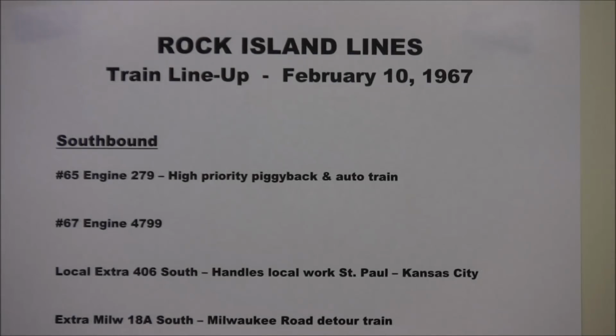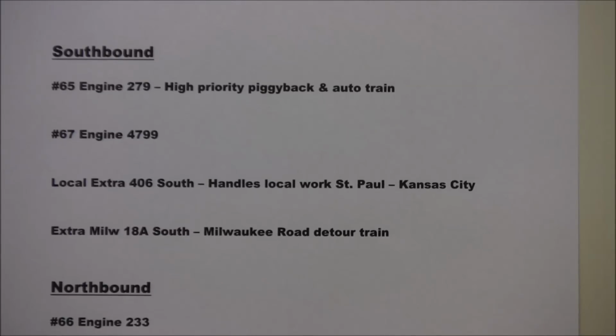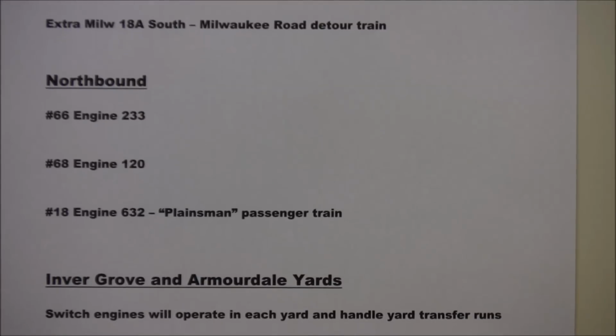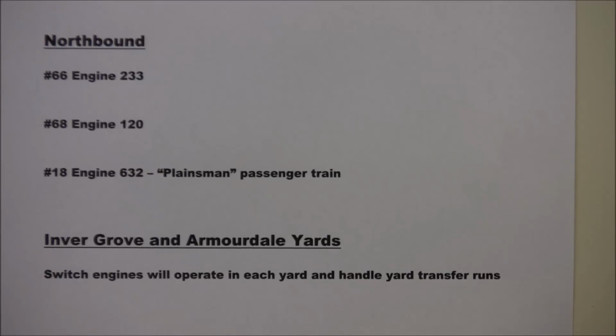Next is the lineup of trains that we plan to operate. There are 7 mainline trains that we plan to operate, and you can see here southbound we show 4 trains southbound, and then northbound there are 3 trains. In addition to the 7 mainline trains, we will be operating 2 switch engines, one at Invergrove Yard and one at Armourdale Yard. And these switch engines will handle the switching duties and transfer runs between yards.